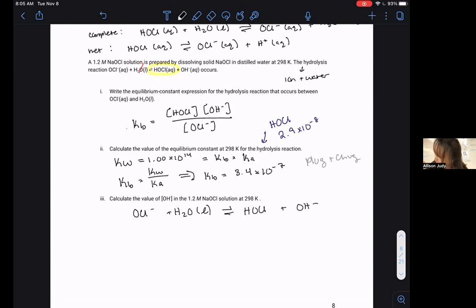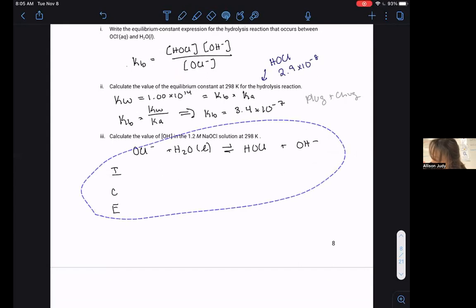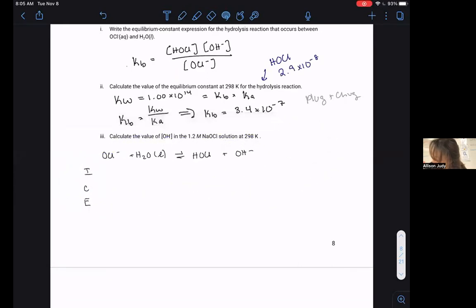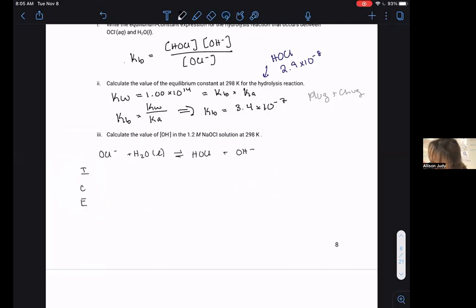Then you would set up your ICE table. And again, I always write this far too big initially. So then you set up your ICE table. Oops, that's very crooked.